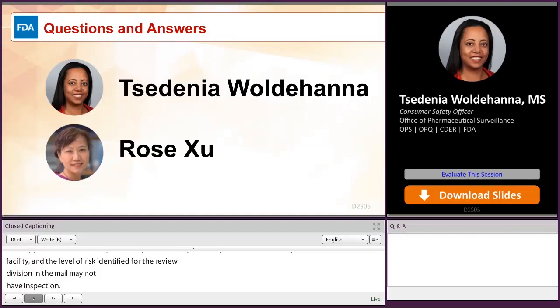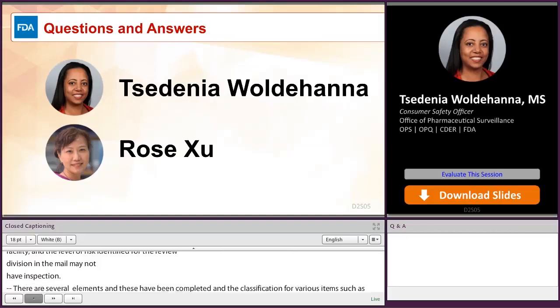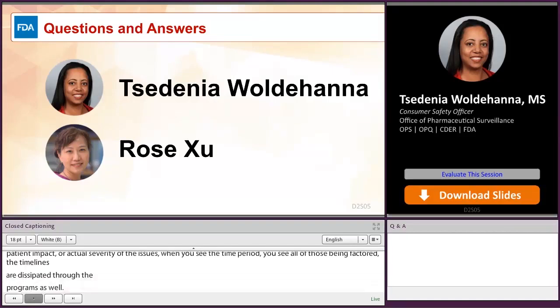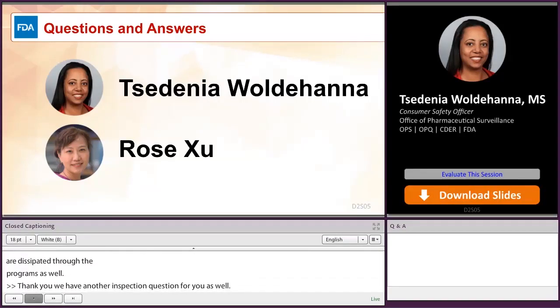Great, thank you. We have another inspection question for you. A company has been told that FDA is not going to be able to inspect the facility, a PAI, prior to the user fee date of this summer. Does that mean that the company should expect the user fee date to be pushed back, or should they expect a CRL?